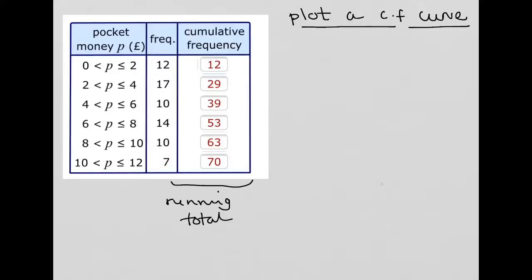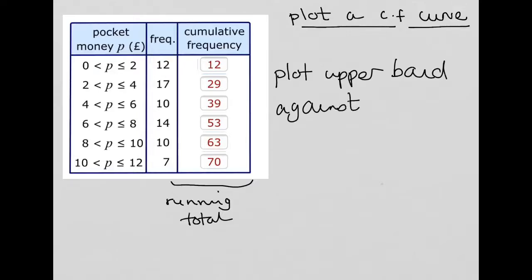Now to plot a cumulative frequency curve, you plot the upper bound against the cumulative frequency. So for the first one here, the upper bound is 2 and the cumulative frequency is 12. Upper bound here is 4, cumulative frequency 29. 6 against 39. 8 against 53, 10 against 63, 12 against 70. And then you get a nice kind of elongated S shape.